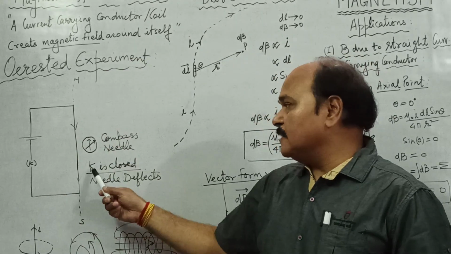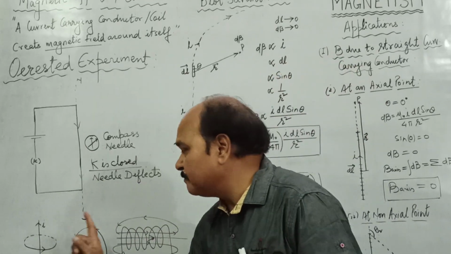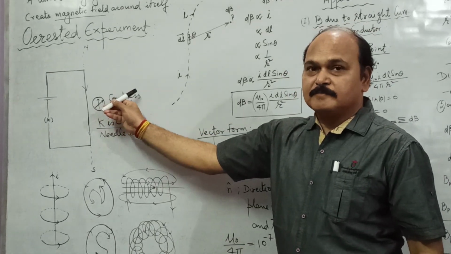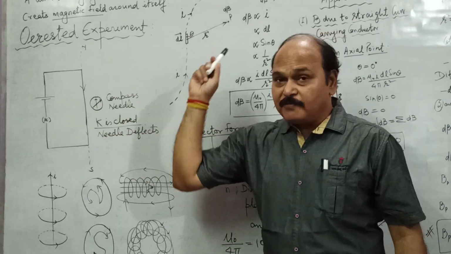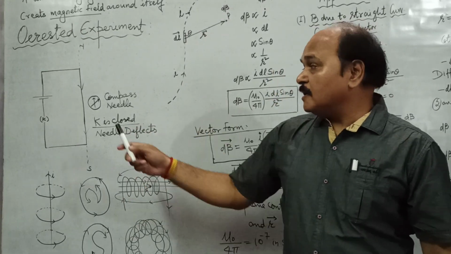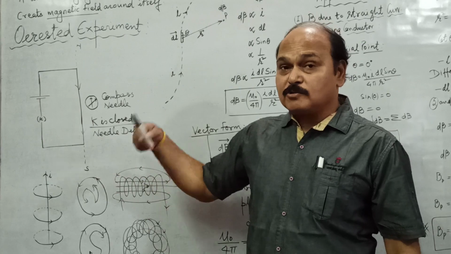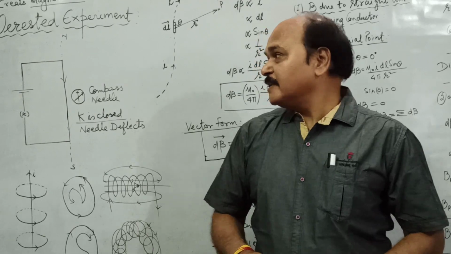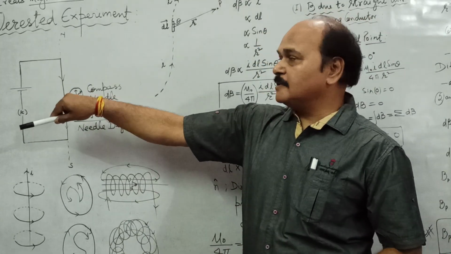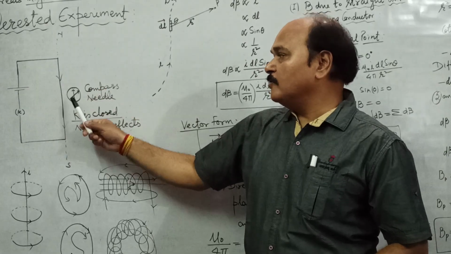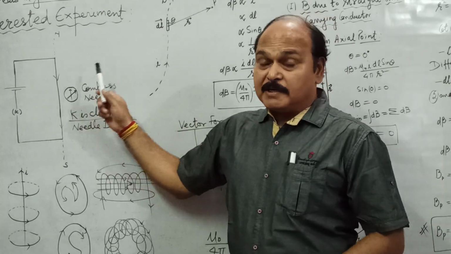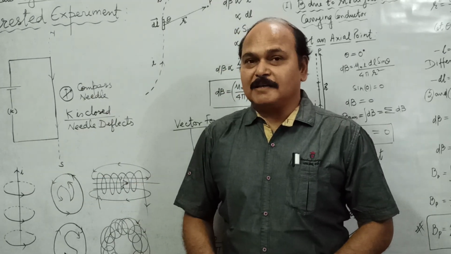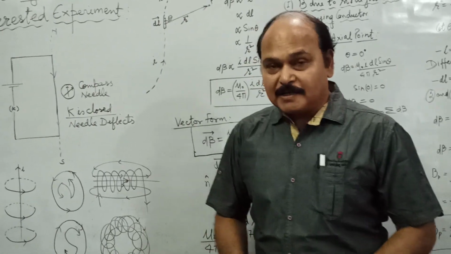But the moment we close the key, a magnetic field is created all around the conductor, and because of that magnetic field, this needle deflects. So this compass needle deflects only when current passes through the coil. It shows that it is the current carrying conductor which creates a magnetic field around itself. Well, if we change the direction of current, the needle deflects in the other direction. You can place the needle anywhere, above, below, left or right. But it deflects only when the key is closed or when current passes through the straight conductor. So this is the magnetic effect of current.